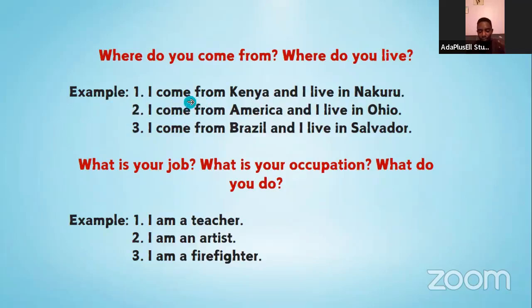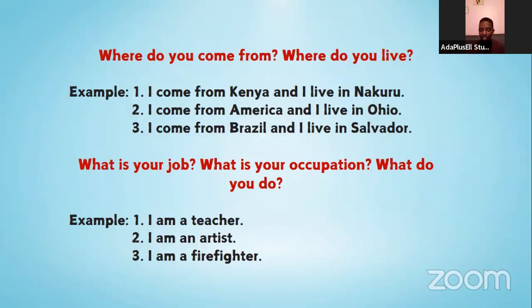The first person, who is person 1, is saying, I come from Kenya and I live in Nakuru. So this tells us where this person comes from. This is where do you come from? So this person comes from Kenya, and where does he live? Where he lives is Nakuru. So they're trying to make it simpler. And also here we find out that the second person is saying, I come from America and I live in Ohio.